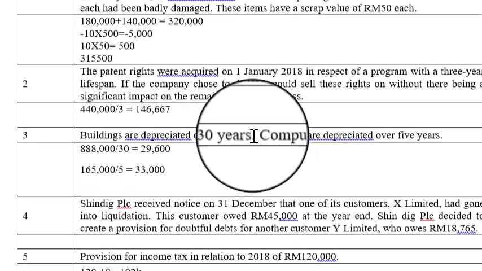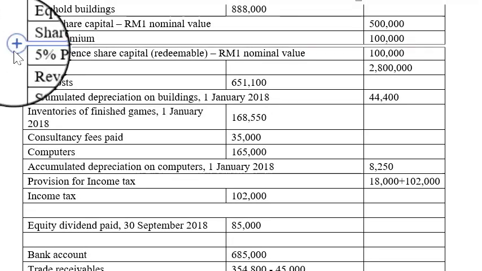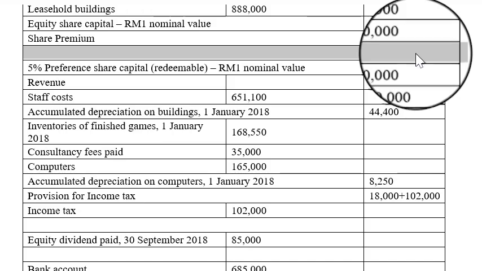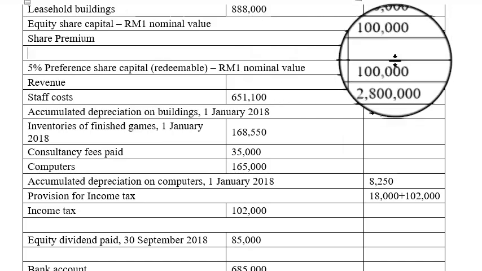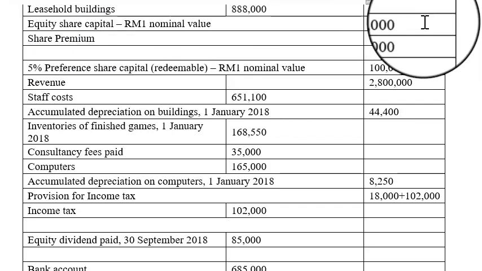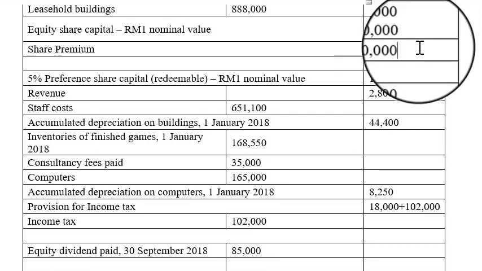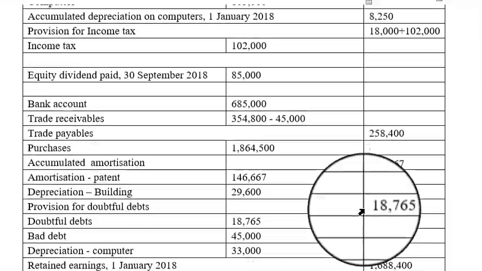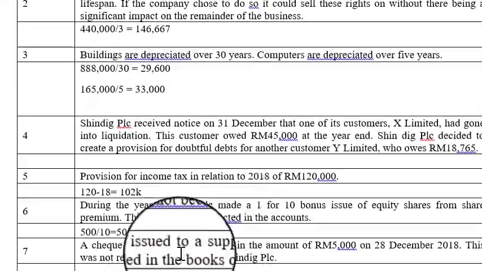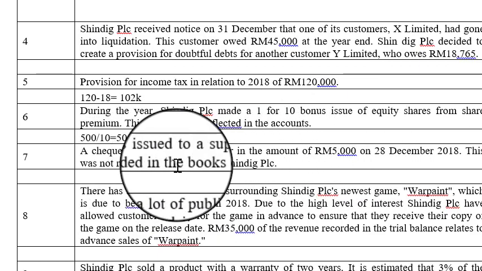Now bonus shares means that you are increasing your share capital. Here this one you will increase in your share capital, this one will plus 50,000. And then the money is actually from your share premium, so minus from share premium. Now next one, cheque issued to supplier 5,000 was not recorded in the book.